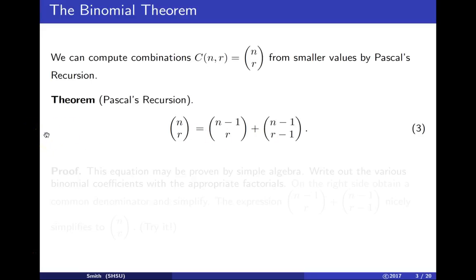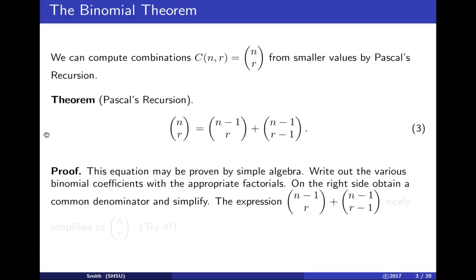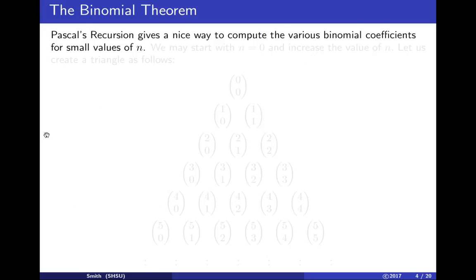We can prove this by simple algebra. We can write out the various binomial coefficients with their factorials, and on the right side get a common denominator and simplify. This expression, after we put in the factorials and simplify, nicely turns into this, and it's a fun little algebra problem. I thought it was fun. Pascal's recursion gives a nice way to compute the various binomial coefficients for small values.